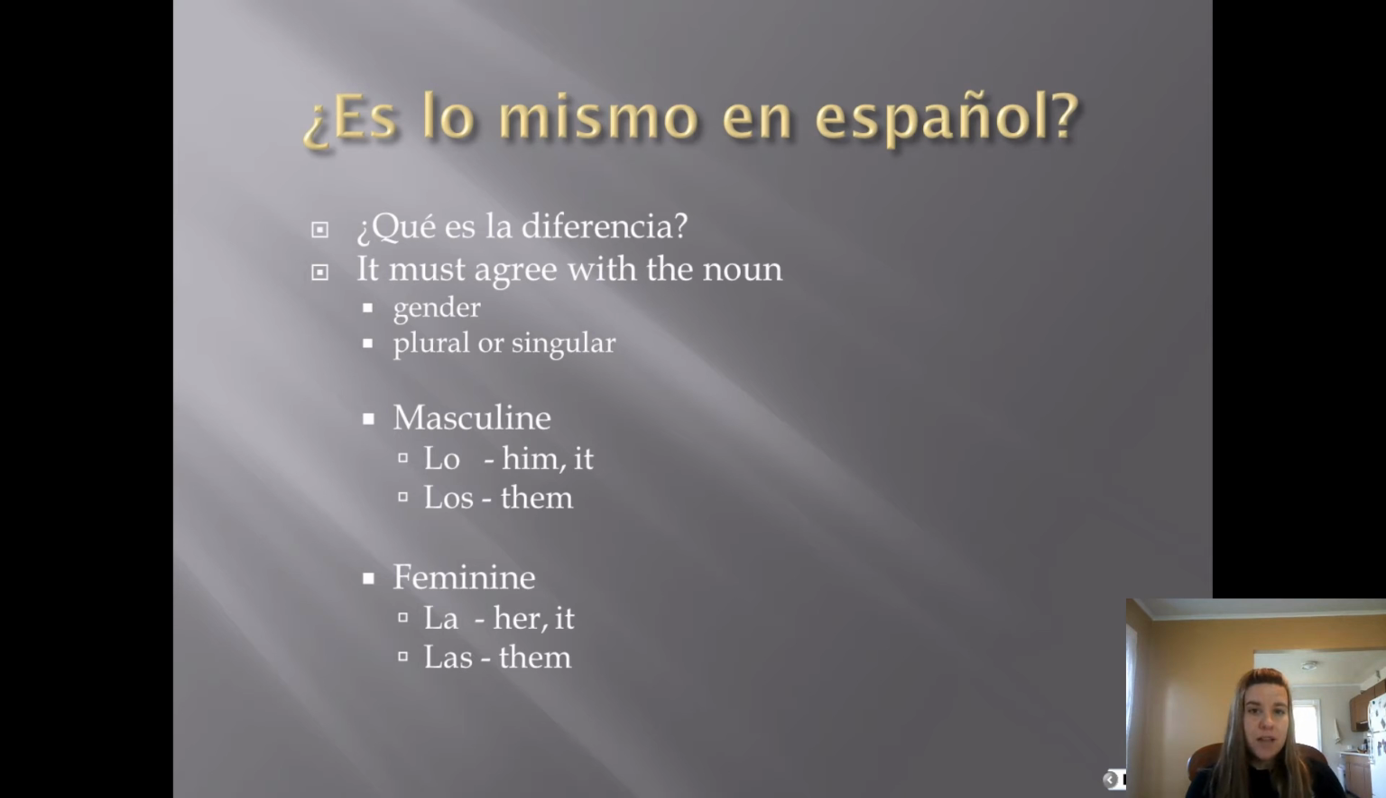So if the direct object, the who or what of the sentence is masculine, the pronoun we use is lo. If it's masculine and plural, we use los. If it's feminine, we use la. And if it's feminine and plural, we use las.